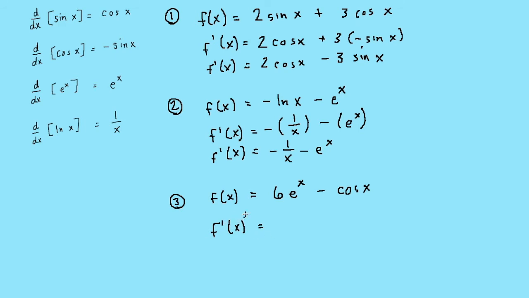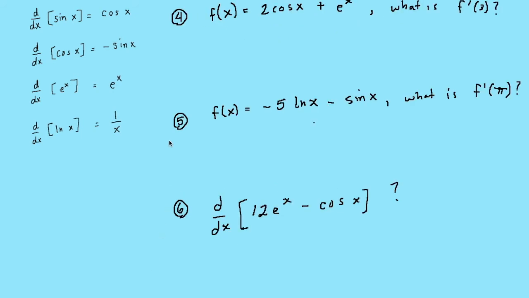Let's take a look at a third example. It says f of x is equal to 6 times e to the x power minus cosine x. The derivative will be equal to 6 times the derivative of e to the x, which is e to the x, minus the derivative of cosine x, which is negative sine of x. Simplify this in the last step. Say the derivative is equal to 6 e to the x plus sine x.